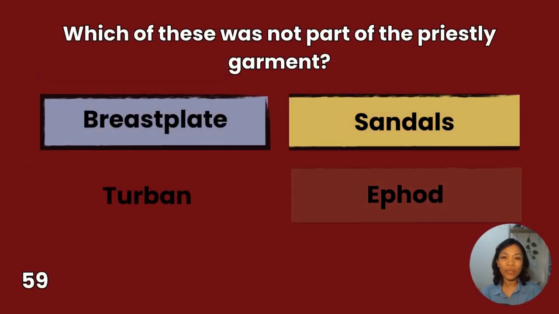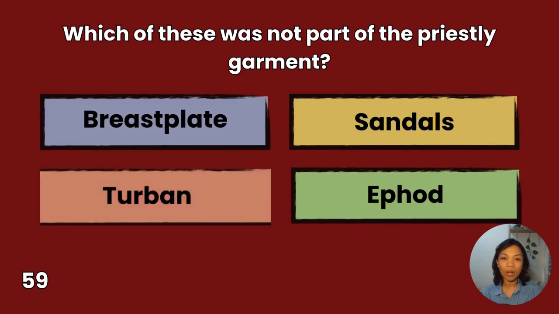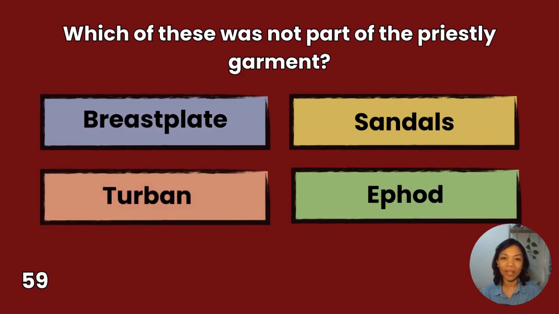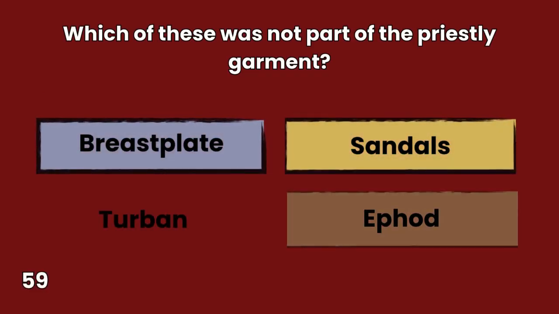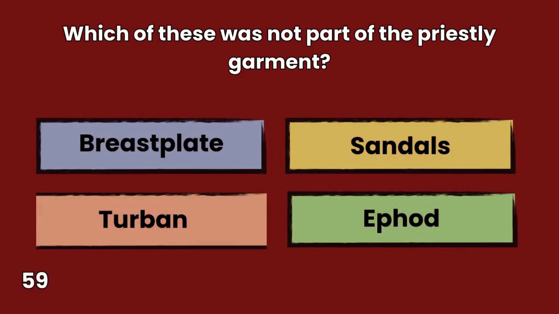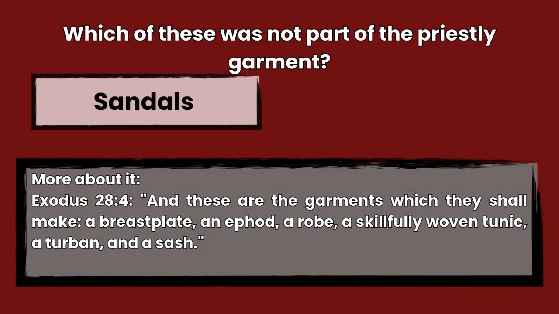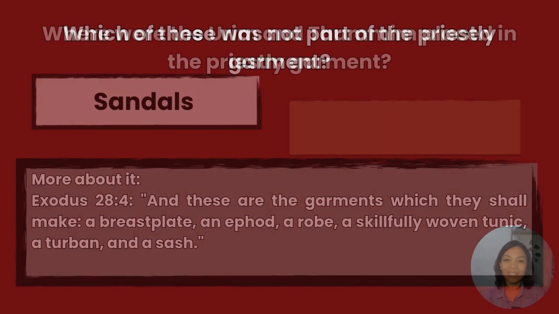59. Which of these was not part of the priestly garment? Breastplate, turban, sandals, ephod. You have 10 seconds to answer. The answer is sandals. Exodus 28:4. And these are the garments which they shall make: a breastplate, an ephod, a robe, a skillfully woven tunic, a turban, and a sash.